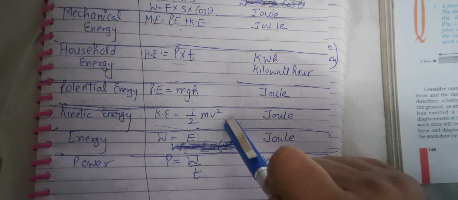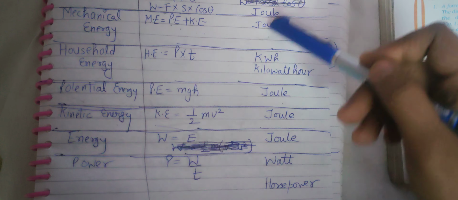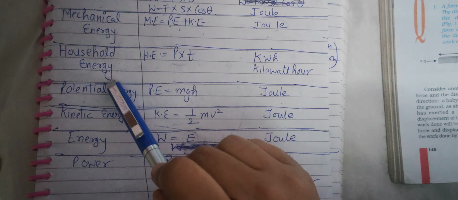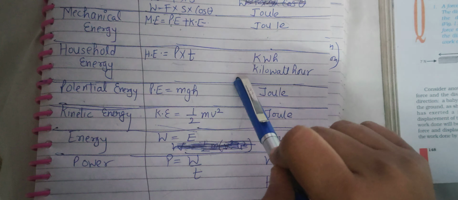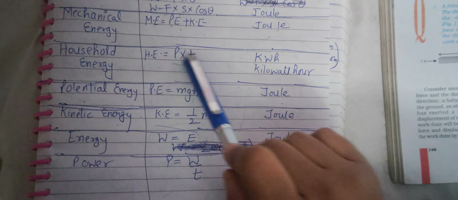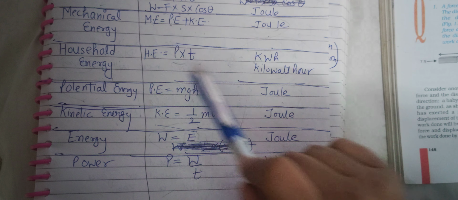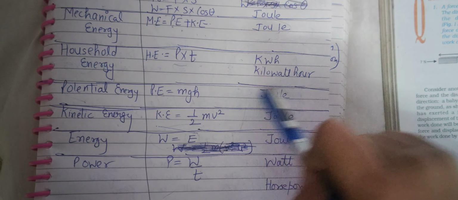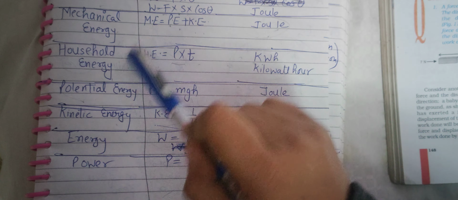The unit is the same, only the unit is different for household energy, because some questions are there on household energy. So you have to learn this formula. Household energy is power into time, with the unit kilowatt hour. If you see kilowatt hour anywhere, then you apply this formula.